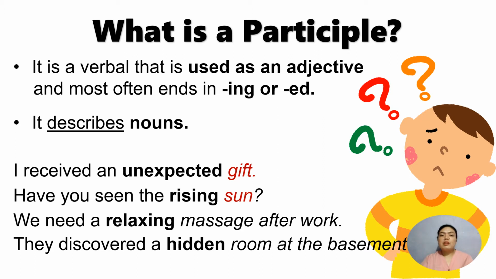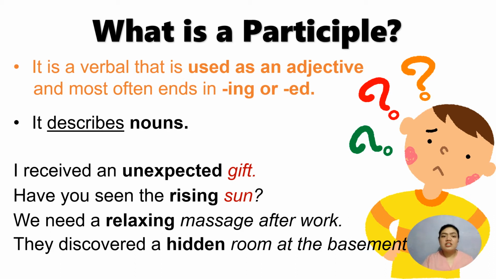Now that we are familiar with verbals, let us focus on our lesson on participle. What is a participle? It is a verbal that is used as an adjective and most often ends in ing or ed. And since this functions as an adjective, it describes nouns. Let's take a look at our four examples below.